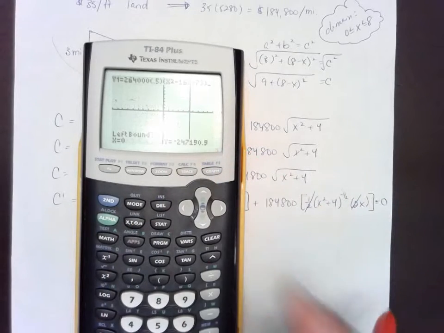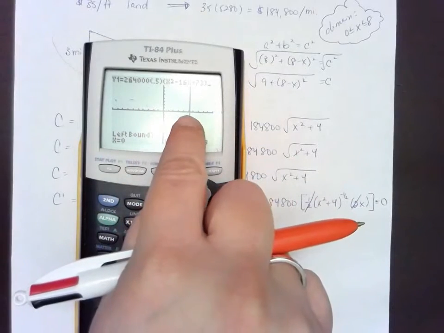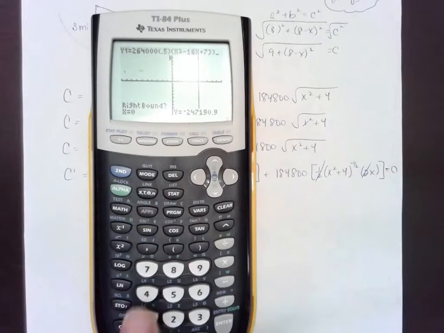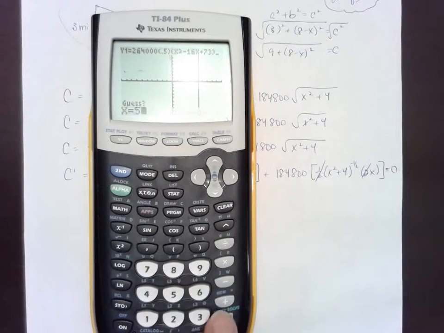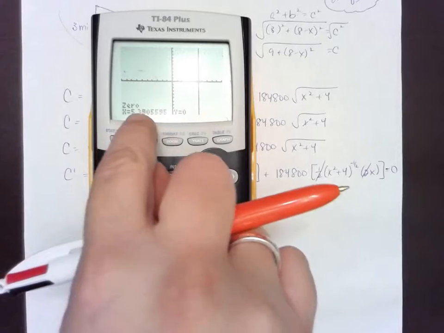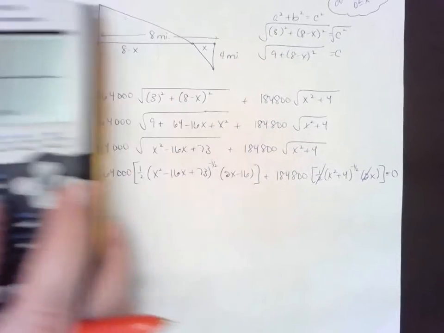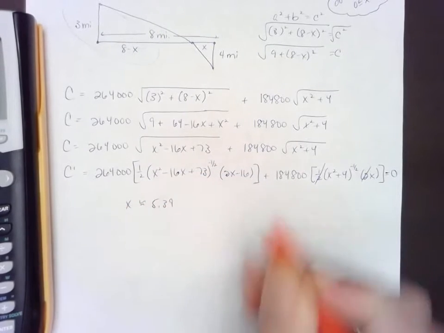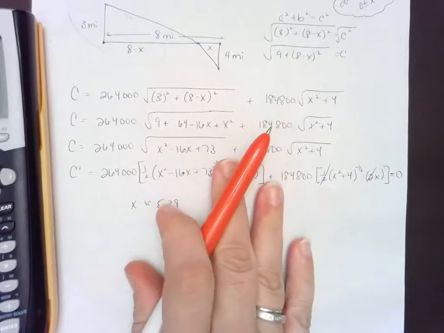I'm not sure if you do it this way, but when it says left bound, right bound, I'm just going to type in numbers that I know this value is between. It's between 0, so I'm going to type 0, enter, and 10. It says guess. It's around 5, so I'm going to write 5. My estimate is 5.39. So x is approximately 5.39.